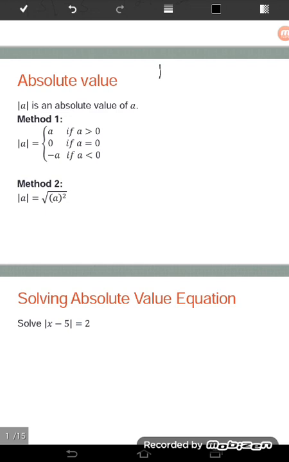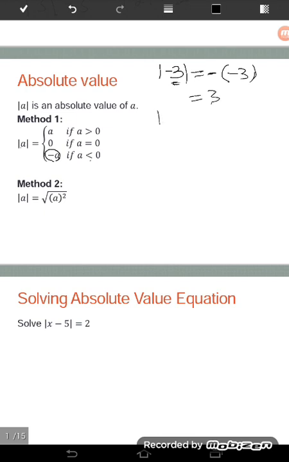Let's say modulus -3. Okay, so sekarang ni adalah A. So -3 ni adalah A. So kita tengok -3. So -3 is less than 0. So therefore to calculate the answer we use negative A. So negative A, which is A is -3. Okay, so the answer is 3.